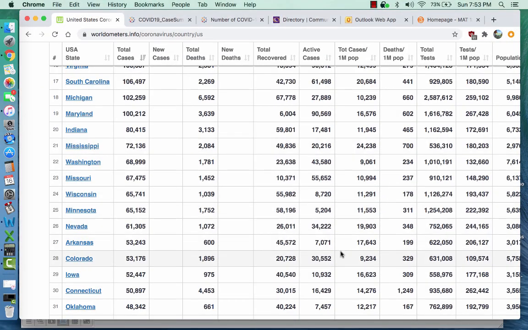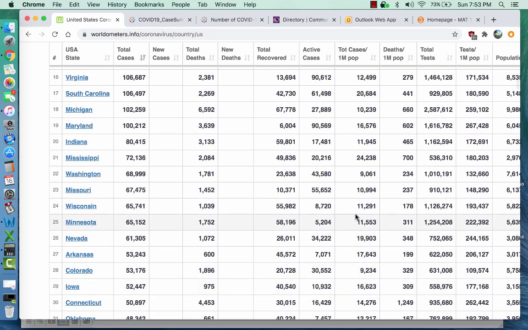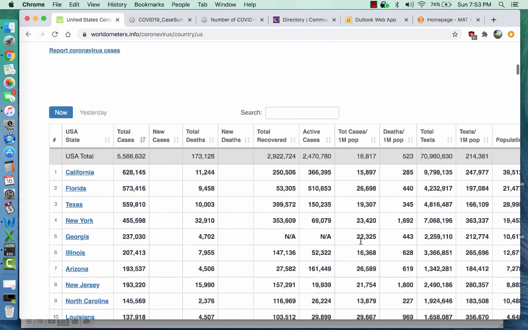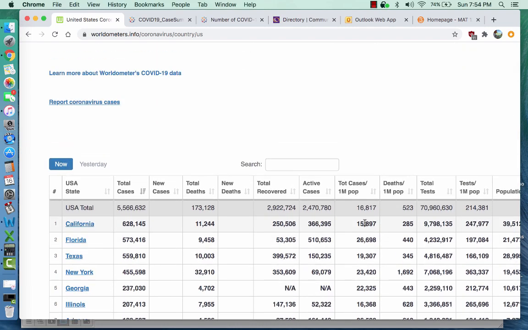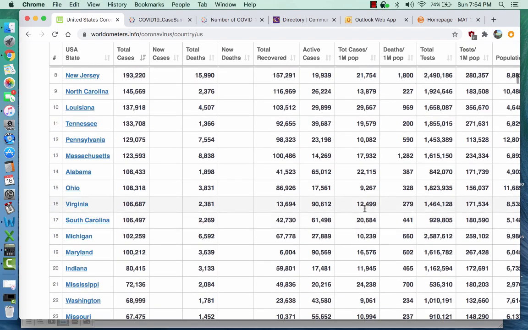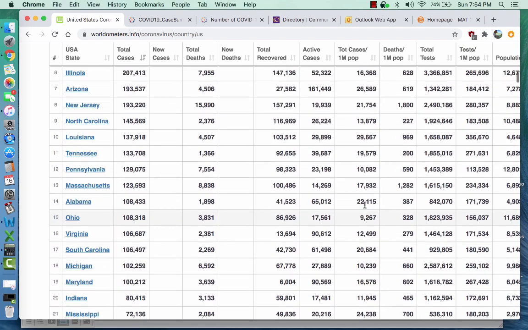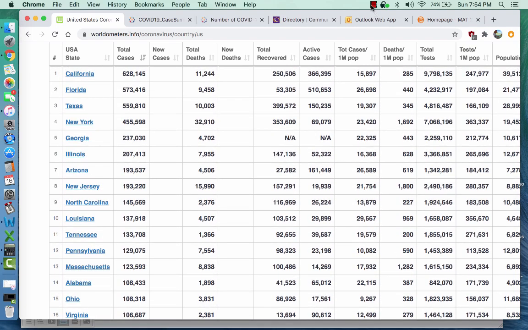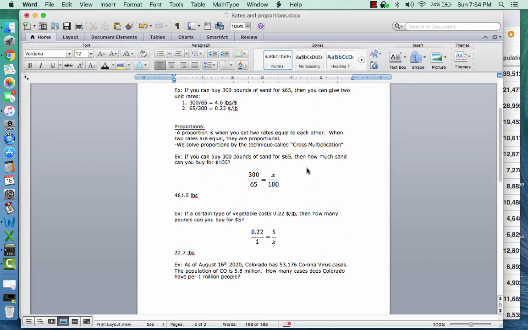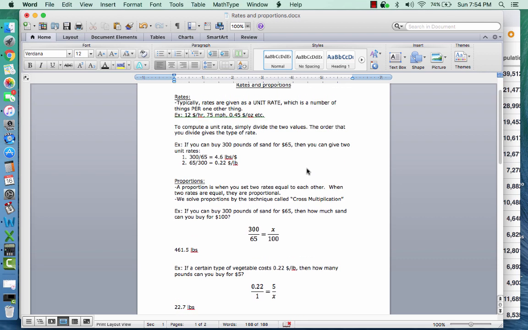And so then you can compare more accurately, say Colorado has 9,000 cases per 1 million people, and say California has more than that. You want to look at the per capita for comparisons for groups of different sizes. So it's just a cool thing to show you that proportions are good for computing per capita statistics, which are good for comparing states and countries of different sizes, which we've been doing a lot recently with this pandemic.